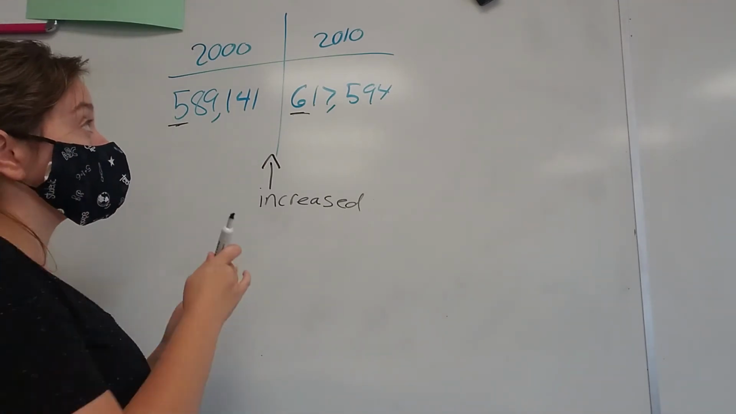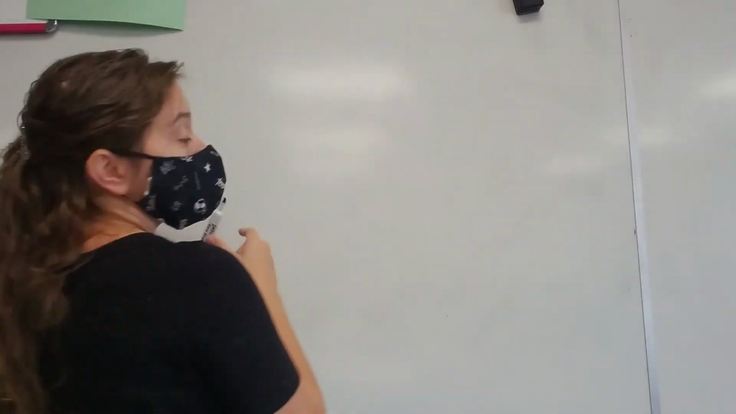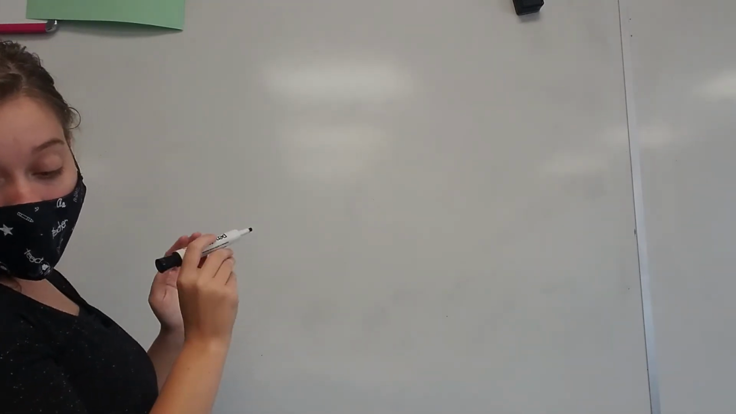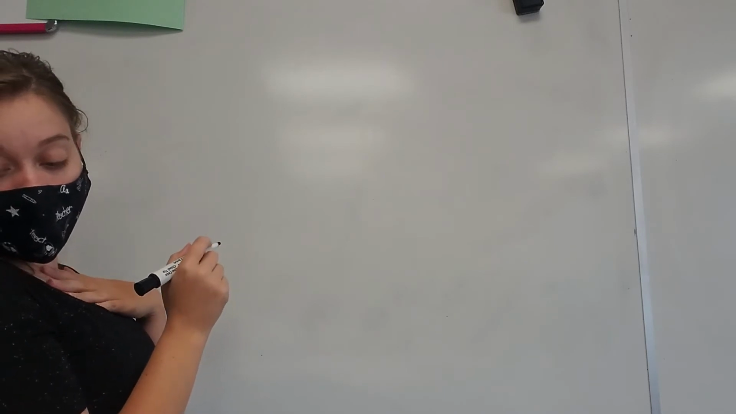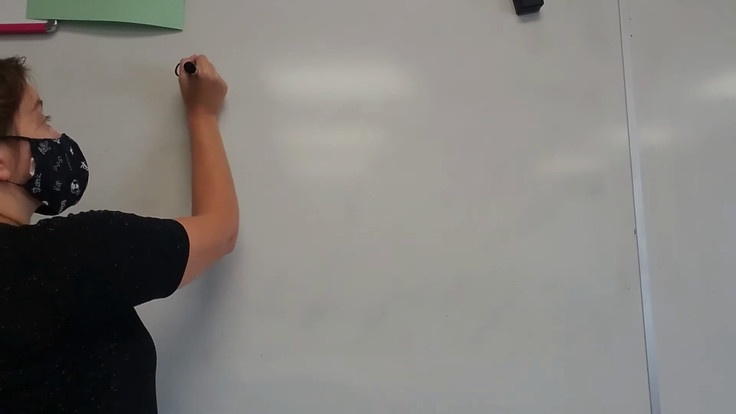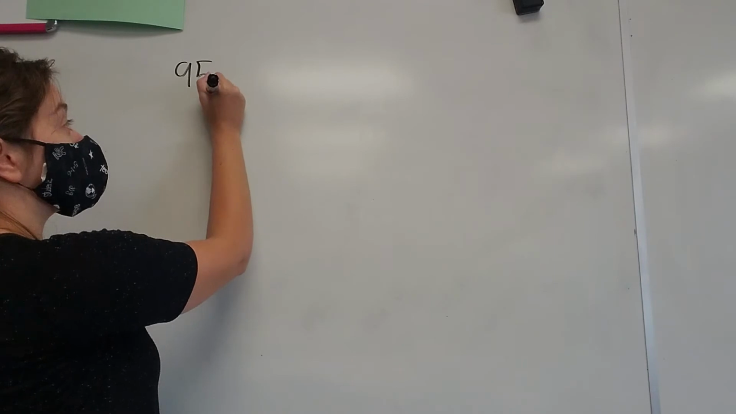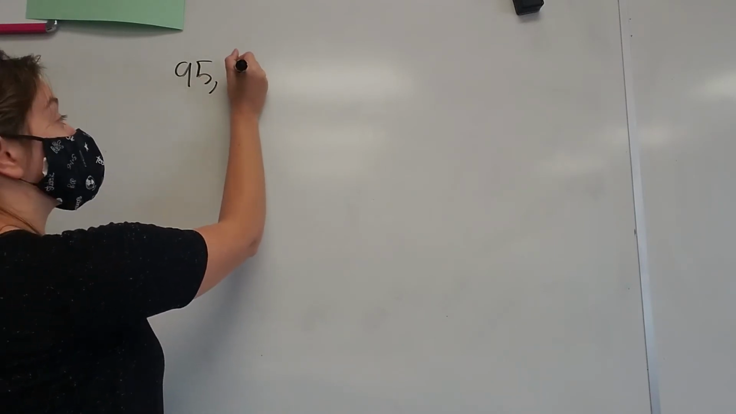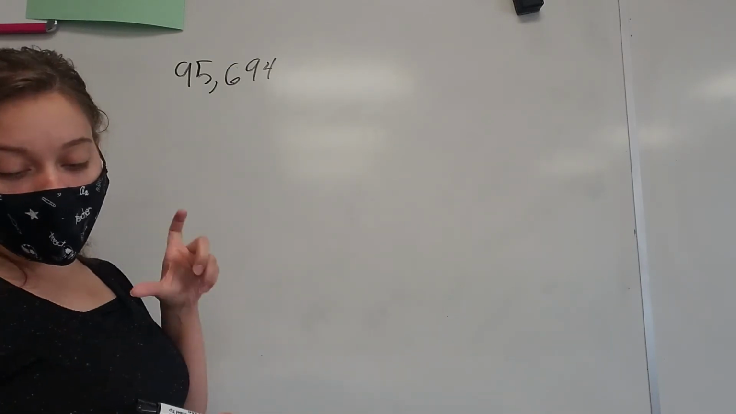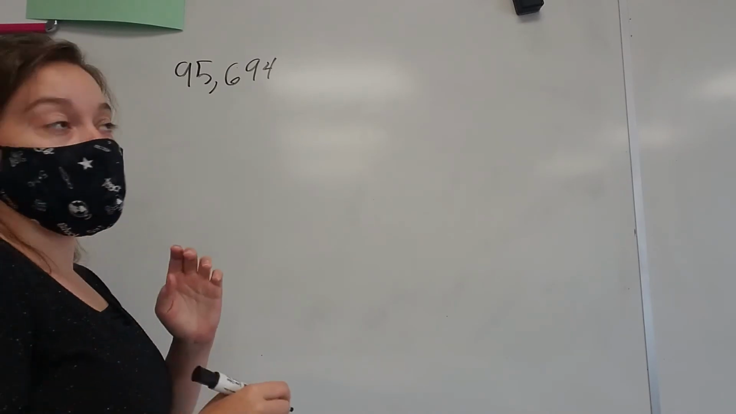Okay, now number 7. For number 7, it says to record the population for Norman in 2000 and 2010 by using less than, greater than, or equal to. So look at Norman. In 2000, we had 95,694. Okay? So we're writing a comparison number sentence. Do you remember we did those the other day?